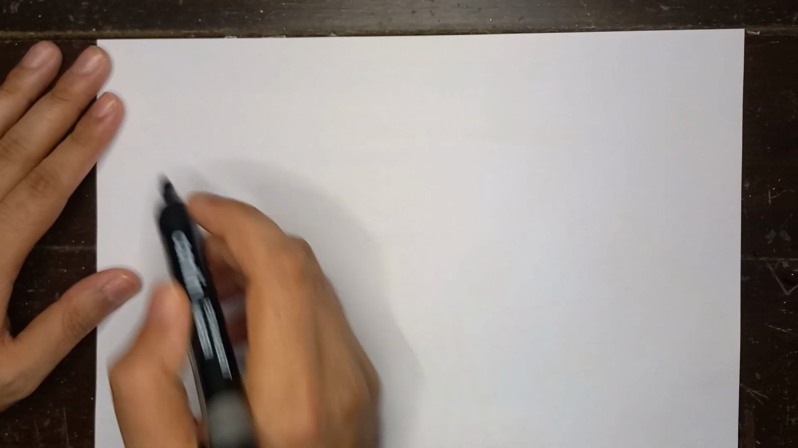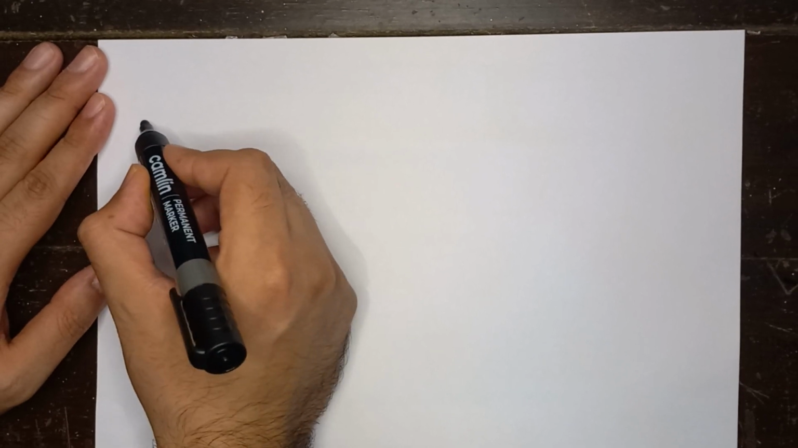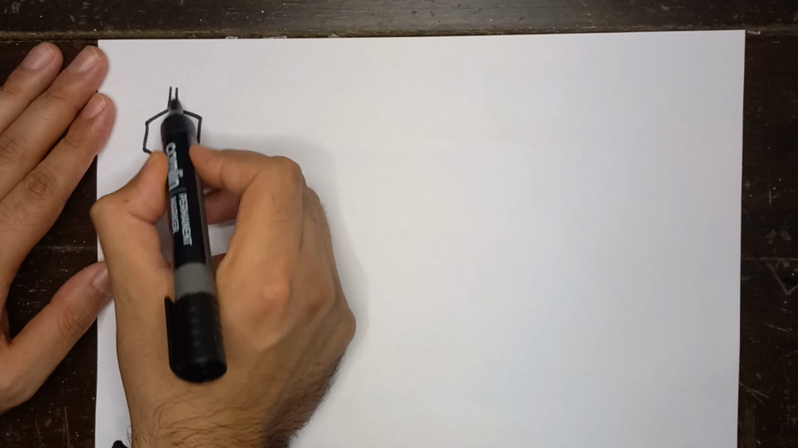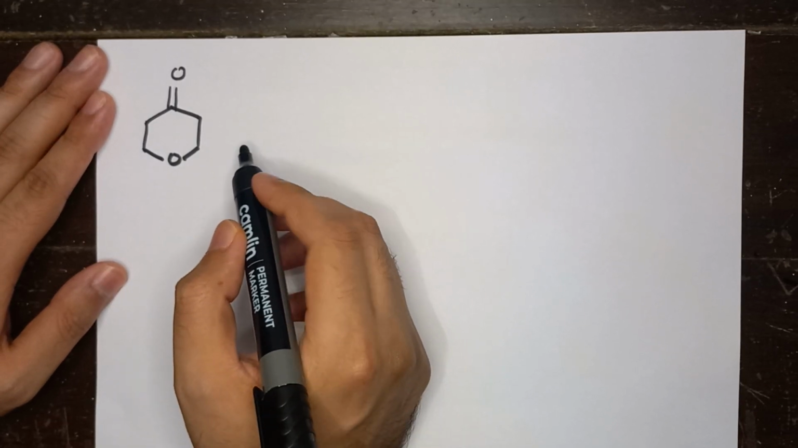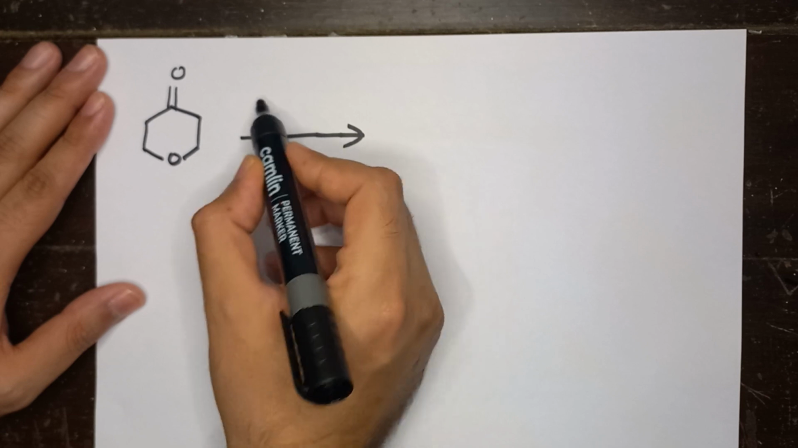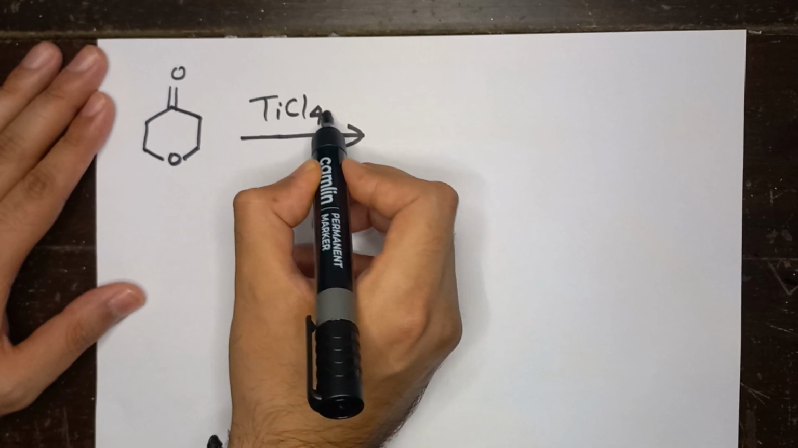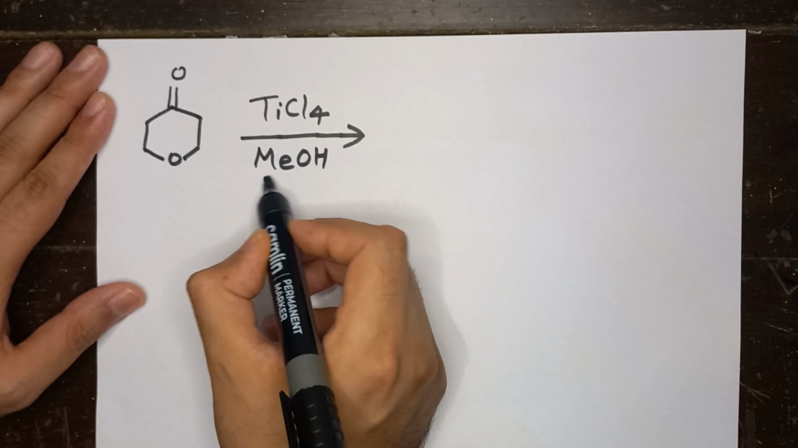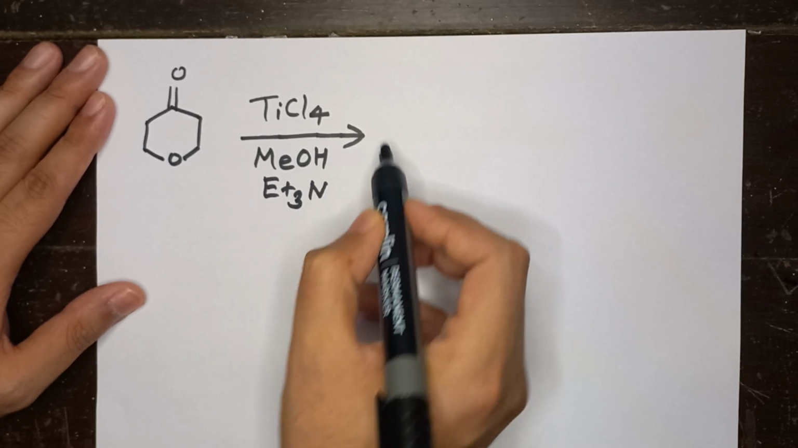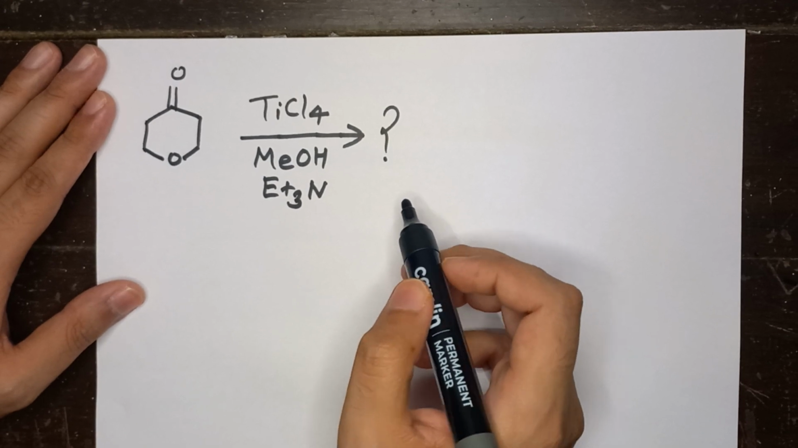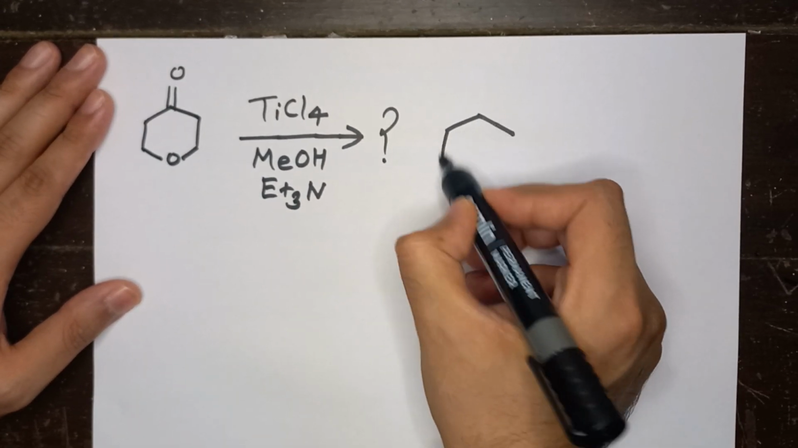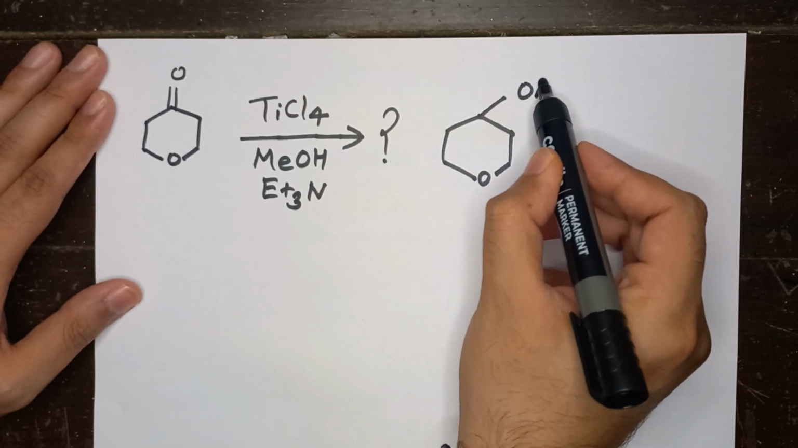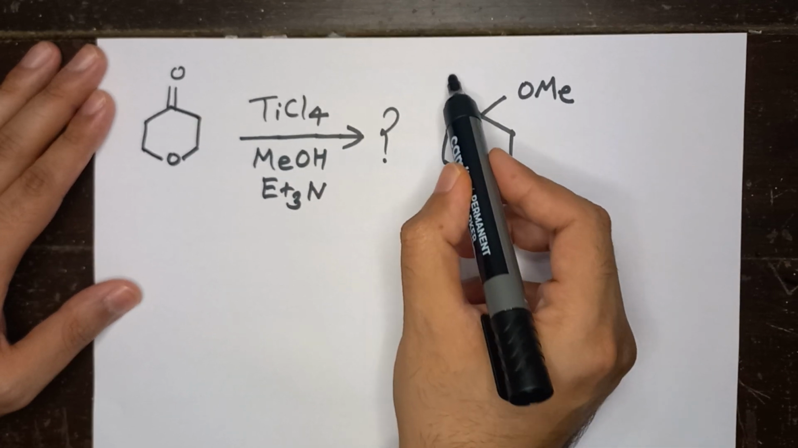Okay, so I'm giving you one example. So I have a starting material, this particular ketone, and I'm reacting it with titanium tetrachloride, a Lewis acid, in presence of methanol and triethylamine as a base. So what is the product? So the product will be the protected ketone, OMe and OMe.